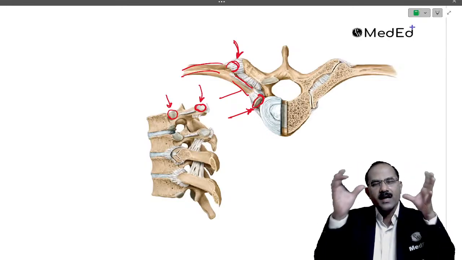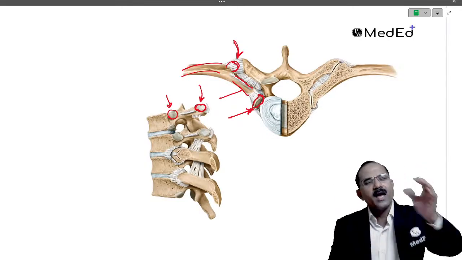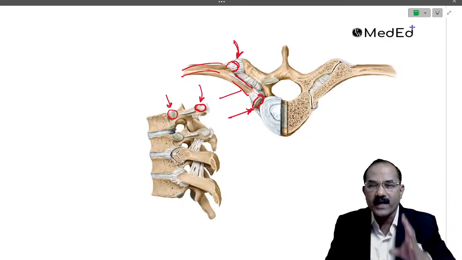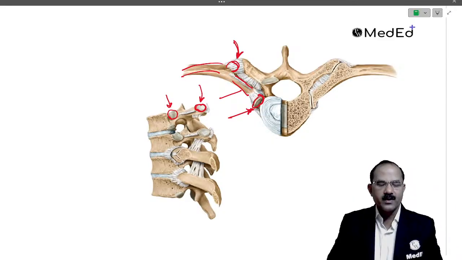Clear? So these are the joints which our rib is going to form, and these are the movements of the respiration, and these are the diameters of thorax which are changed during respiration. Perfect? Clear to all of you?